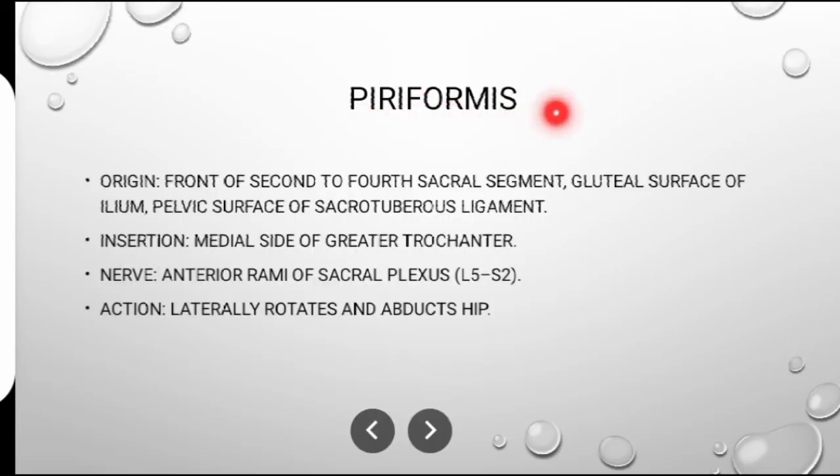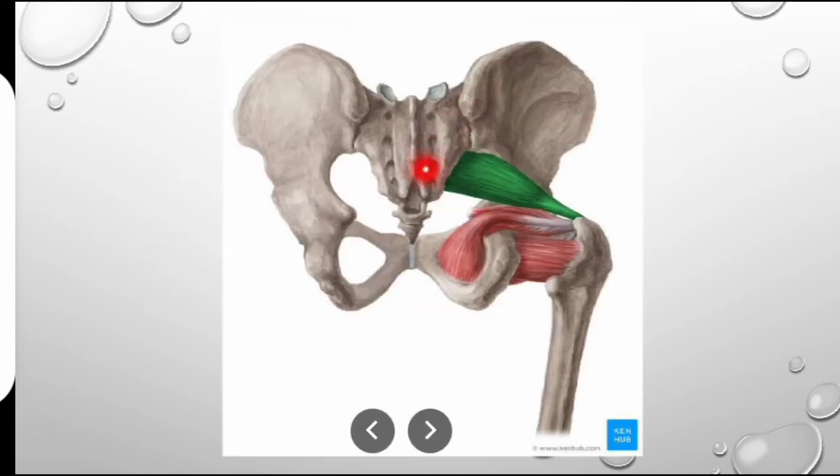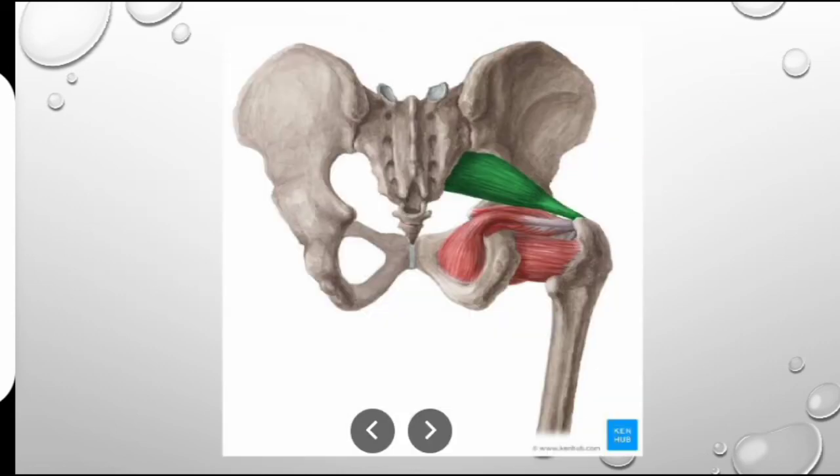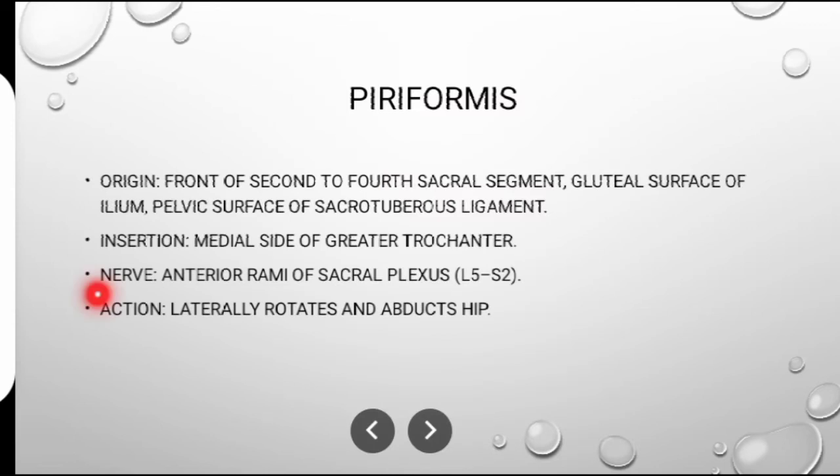Then piriformis muscle that is involved in hip abduction. The muscle in green is piriformis muscle. Its origin is from front of second to fourth sacral segment, gluteal surface of ilium, pelvic surface of sacrotuberous ligaments. Insertion medial side of greater trochanter.